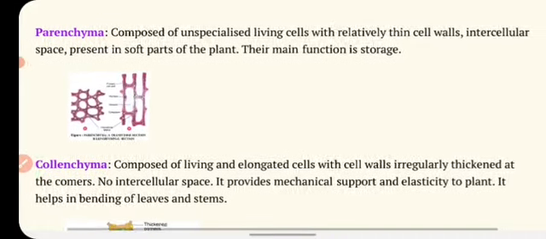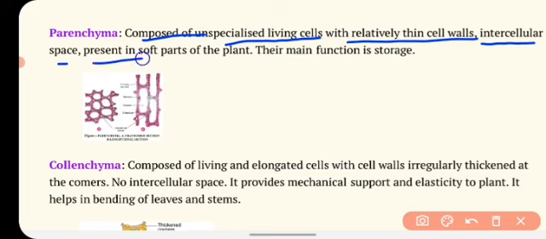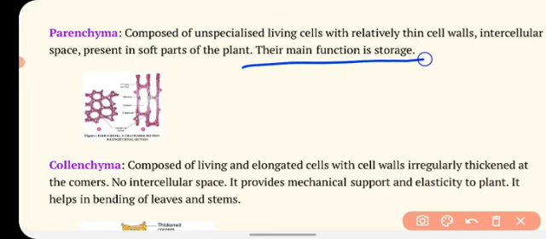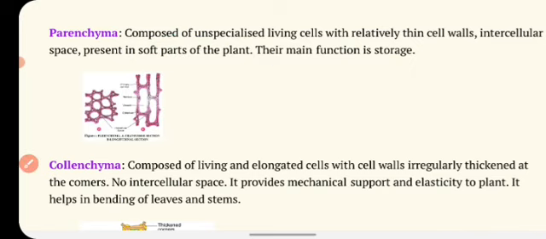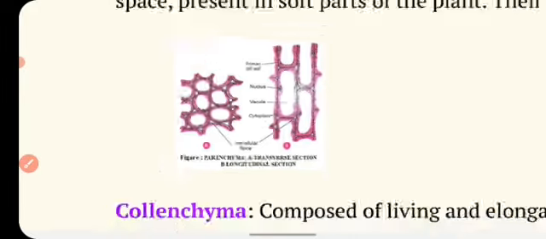The first one is parenchyma. Parenchyma is composed of unspecialized living cells with relatively thin cell walls and intercellular spaces, present in the soft parts of the plant, and their main function is storage. Here you can see that the cells have thin cell walls and intercellular gaps, they are simple cells, they are living cells, and they perform the storage of food.